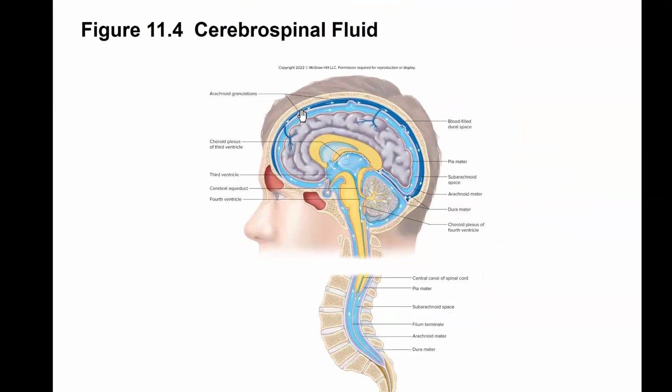So you notice these bits here are what they're using to describe the arachnoid granulations. And remember, the arachnoid granulations are the structures that are responsible for absorbing the CSF from these structures and bringing it back into circulation.